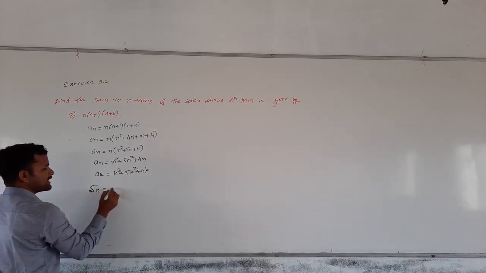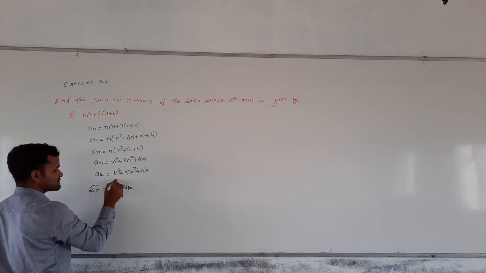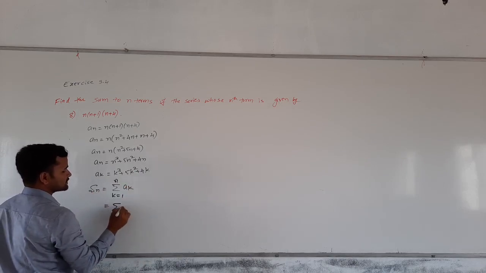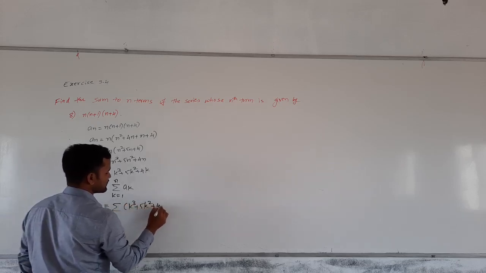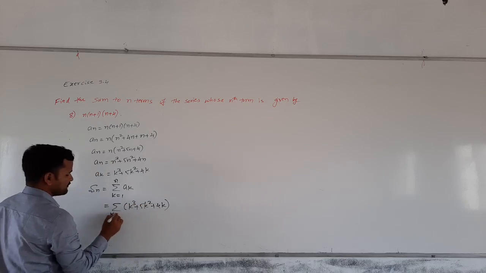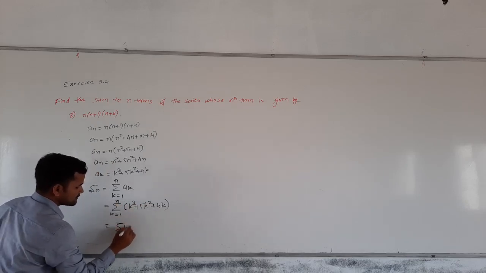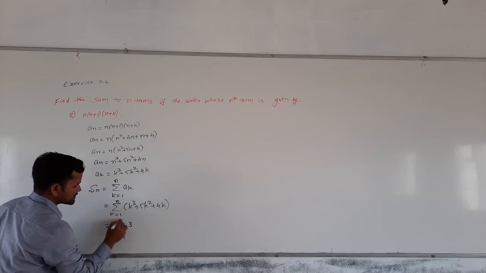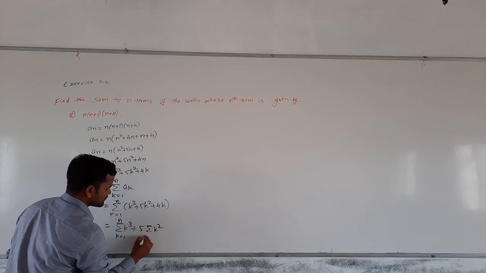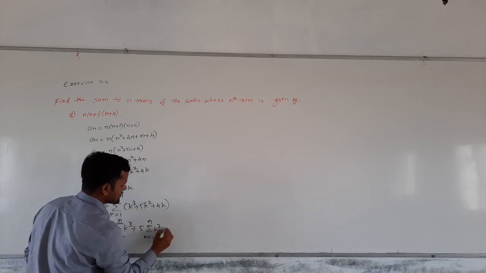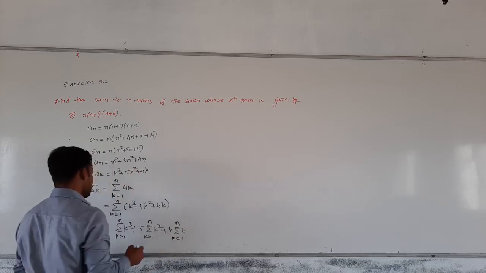Using the Sn formula, Sn is equal to summation of ak, where k varies from 1 to n. Summation of ak is k cube plus 5k square plus 4k, where k varies from 1 to n. This can be written as summation of k cube, where k varies from 1 to n, plus 5 into summation of k square, where k varies from 1 to n, plus 4 into summation of k, where k varies from 1 to n.